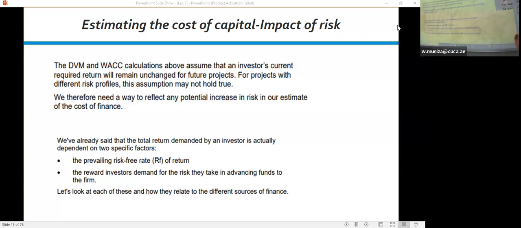They say we therefore need a way to reflect any potential increase in risk in our estimate of the cost of finance. So they say that one return which we are getting is for the risk-free investments. What are the risk-free investments? These are the loan notes which are provided to us by the banks. When we invest in the bank, there is minimal risk attached to that because you are sure that the amounts of the principal and the interest are going to be given to you continuously. So that one is a risk-free investment.